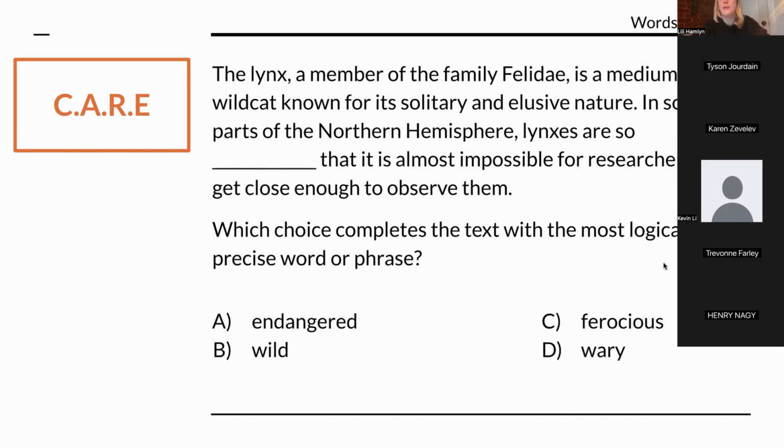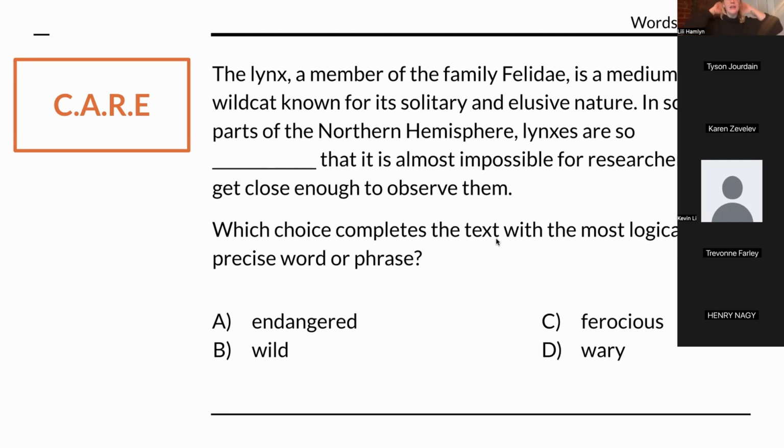So which ones can we get rid of on the answer choices now we've revealed them? B. Yeah, we don't know. I mean, we're sure that there were. C, again, they might be ferocious. We don't know. It's not what we have evidence for in the text. So we're choosing between now endangered and wary. What do we think? D.